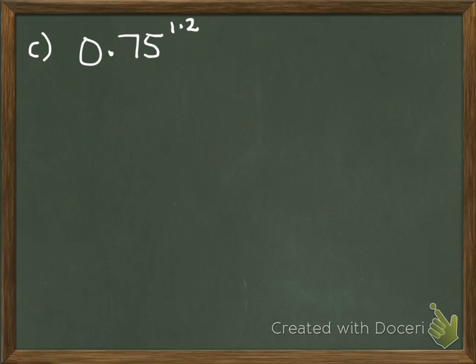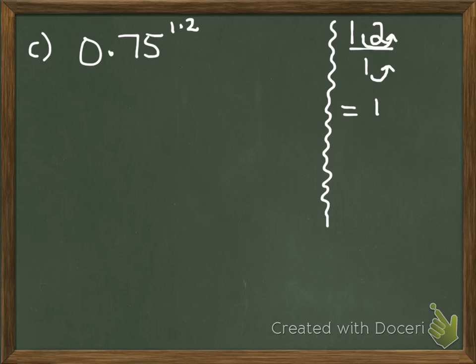If we look at example C, 0.75 to the exponent 1.2, you'll notice that our exponent is currently not a fraction. So what we have to do is change it to a fraction. So if we recall from grade 8, 1.2 right now is written over 1. So if we want to get rid of the decimal, I have to move it one place to the right, which means I also have to move it one place to the right in my denominator. So now I actually have a fraction of 12 over 10.